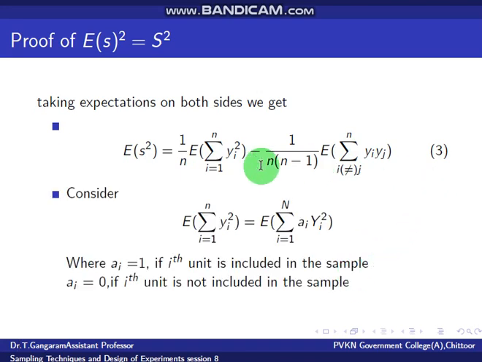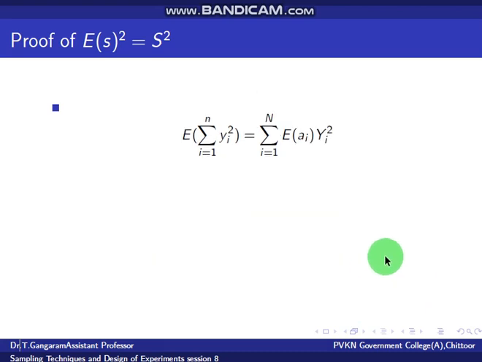First, in equation 3, consider this term, expectation of summation i is equal to 1 to n yi square. We can write this sample value in terms of population value by multiplying with a random variable ai. ai is 1 if the ith unit is included in the sample, and equal to 0 if the ith unit is not included in the sample. Expectation of summation i is equal to 1 to n yi square is equal to summation i is equal to 1 to n expectation of ai into yi square.